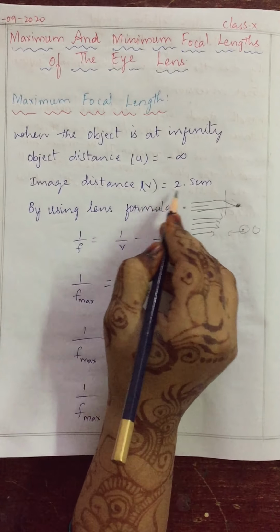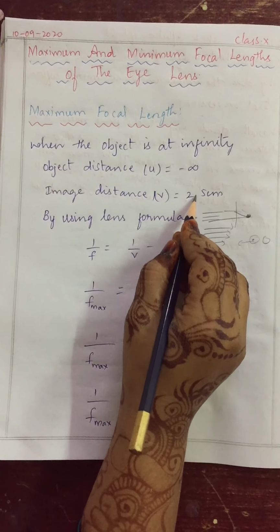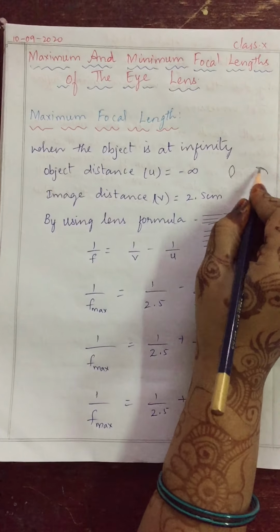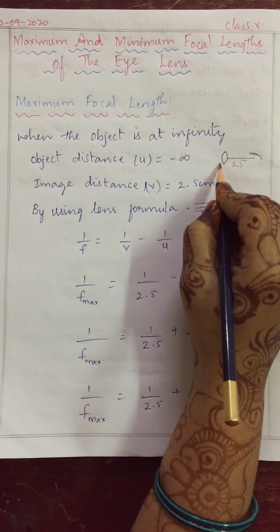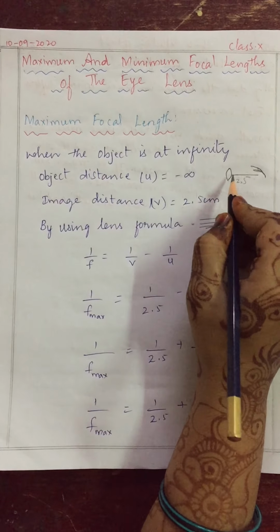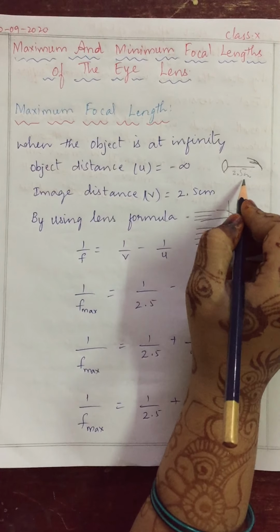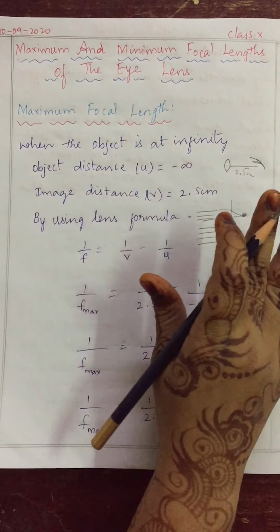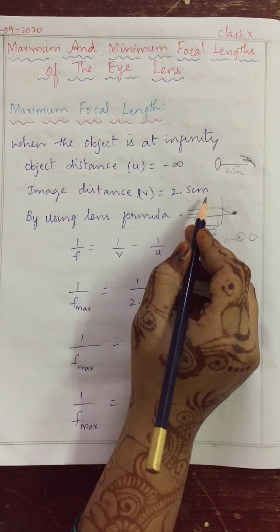Image distance is v, that I have taken as 2.5 centimeter. Do you know, children, why did I take 2.5 centimeter? Because the distance between lens and retina is 2.5 centimeter. Wherever you keep the object, the image will form on the retina only. Lens is here, so the distance between lens and retina is 2.5 centimeter. That is the image distance. Always it will be 2.5 centimeter only, it will not change. That's why I have taken image distance v as 2.5 centimeter.